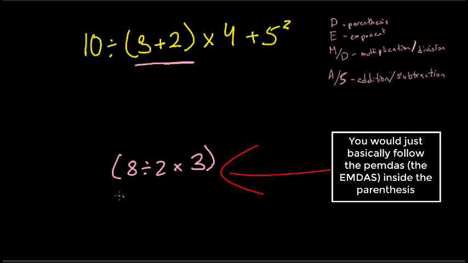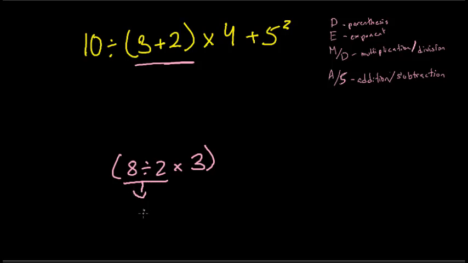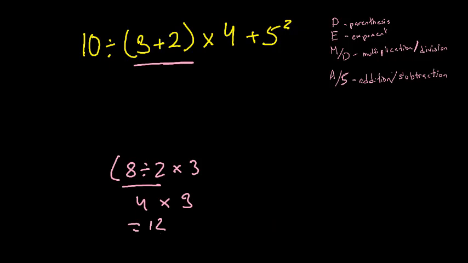So we have division closest to the left side, so we're going to do that one first. So 8 divided by 2 would be 4, and then bring the rest of the numbers down. And then we do 4 times 3, which would equal 12, and we don't have any addition or subtraction to do, so we're done, and we would go on with the rest of the question. But we're not going to do that right now. First of all, we're going to do this problem. So let's get on with it. So 3 plus 2 is 5.